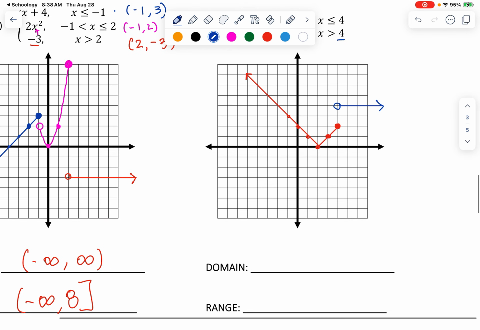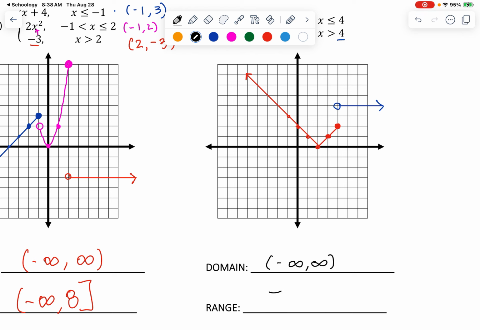All right, my domain, negative infinity to positive infinity. My range, 0 to infinity.